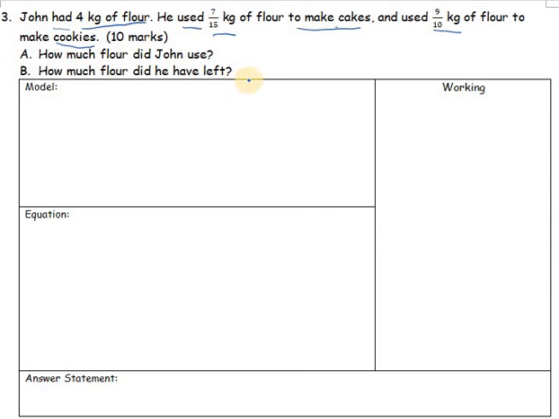Okay, as I have said before, we need to write down all the fractions in the working space. So what we need to write is 7 out of 15, and then we also need to write down 9 out of 10 kilogram. Now we need to make sure that the fractions have the same denominator. This is the smaller denominator, which is 10. 10 cannot jump to 15, because 15 is not a multiple of 10.